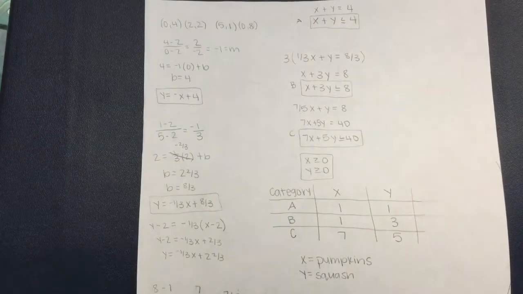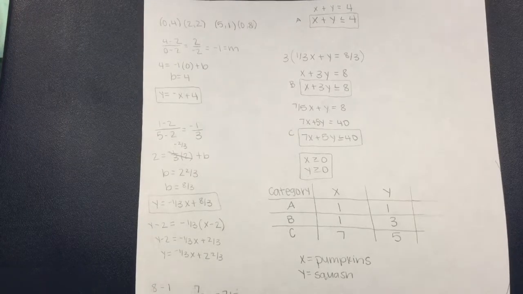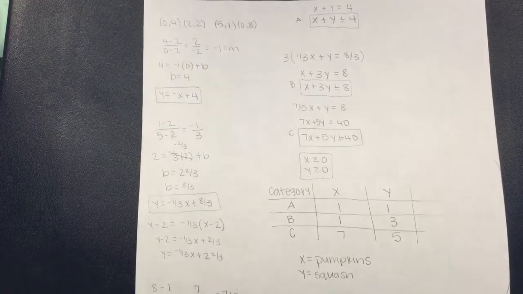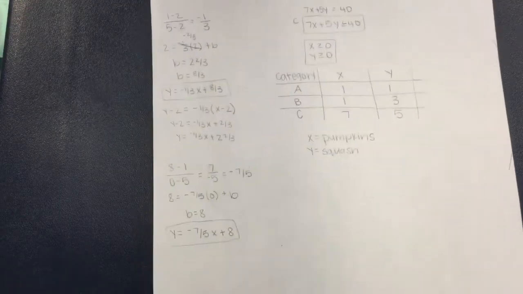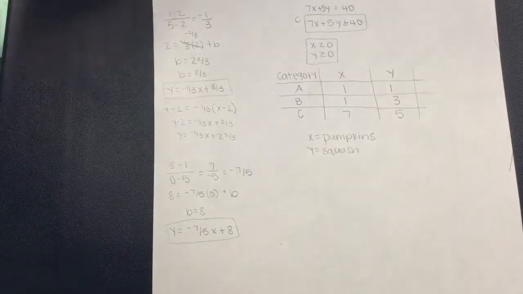To make our linear programming model, we chose 4 random points and used those points to get the slope of each line. Our lines were y equals negative x plus 4, y equals negative 1/3 x plus 8/3, and y equals negative 7/5 x plus 8.